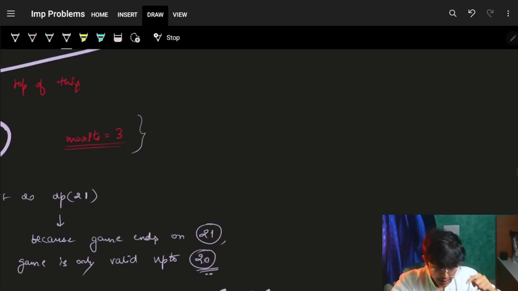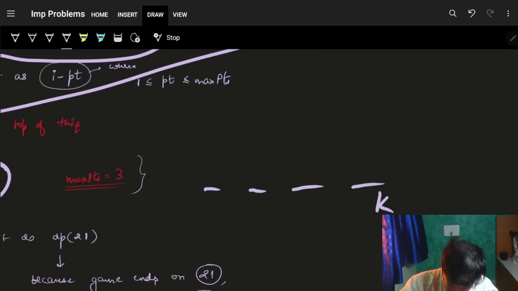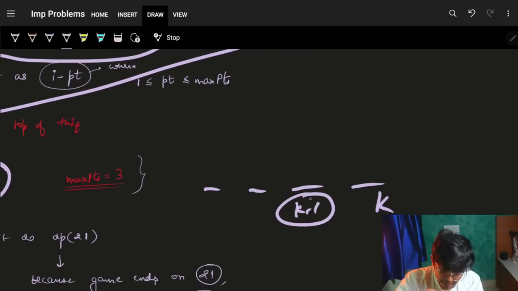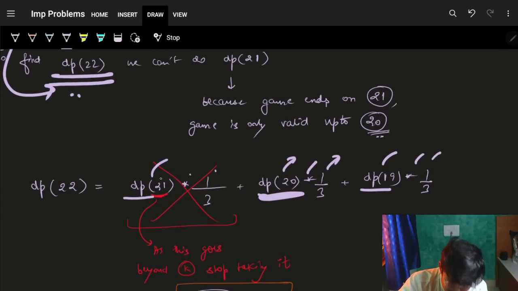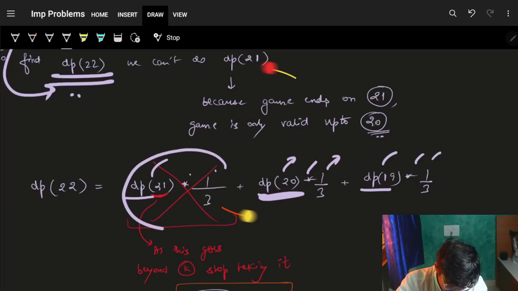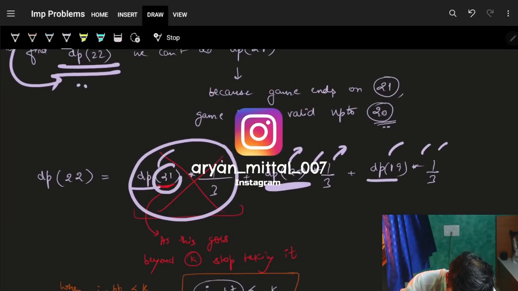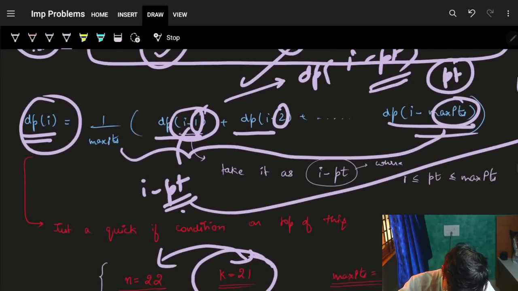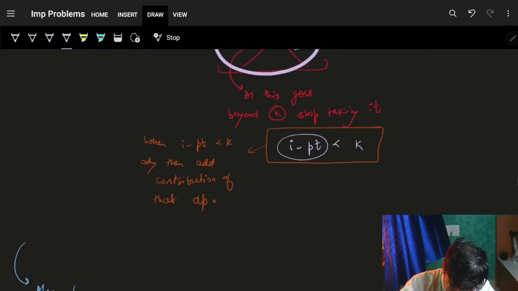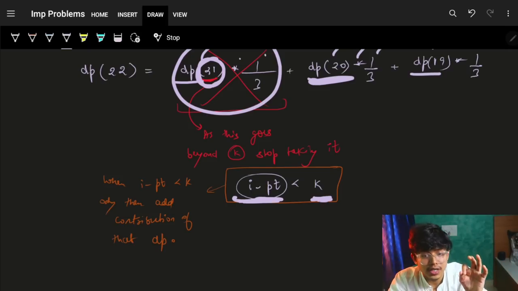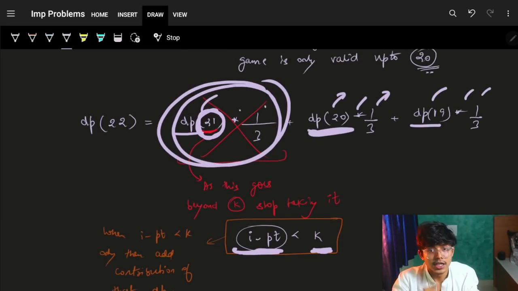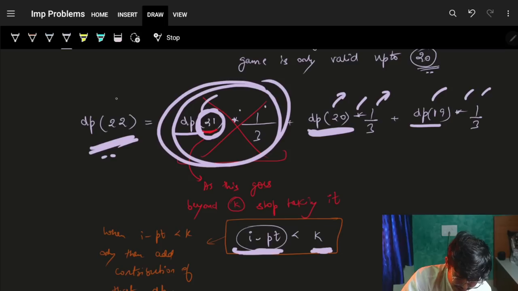I showed you also, if I have these points, my K game ends. The last jump I can make is from K minus 1. So which means from 21, I cannot make any jump. I cannot use this at all. That is the reason. If you remember this part I showed you, it is dp of I minus pt. So basically your I minus pt should be less than k, only then you can actually use that part to jump to your next dp of I.